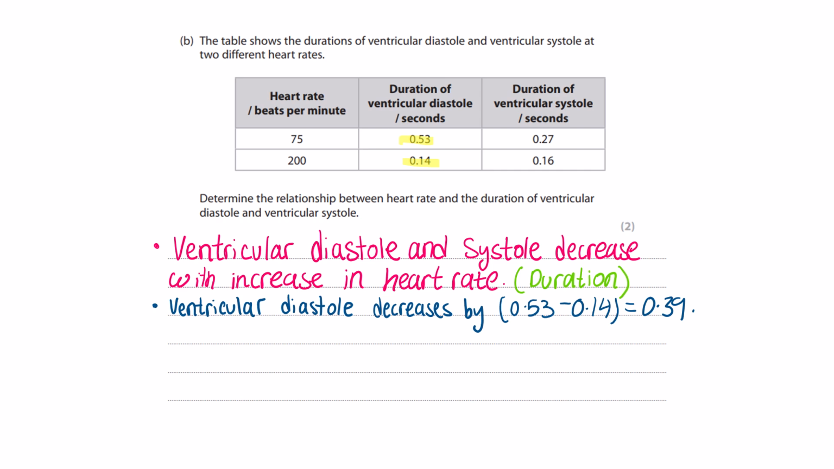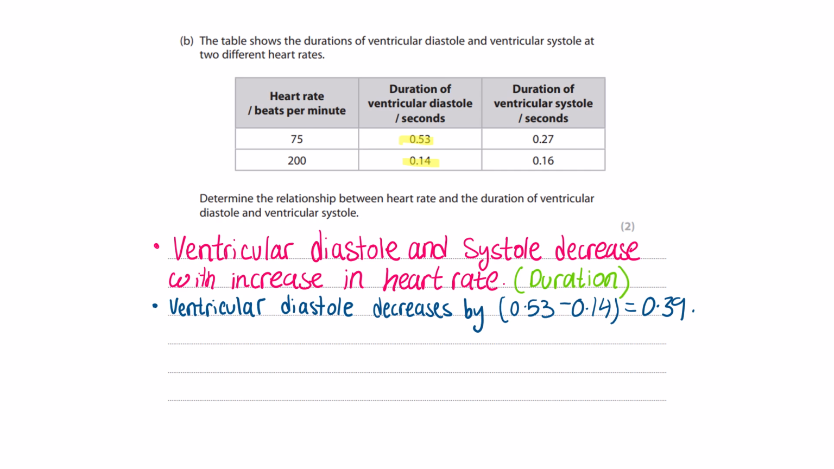We have the duration of ventricle diastole per second and duration of ventricle systole. So here we're talking about the duration of the valves being closed or the duration of the valves being open, not the rate of how fast they open and close. No, the rate they stay closed or the rate they stay open. So determine the relationship between the heart rate and the duration of ventricular diastole and ventricular systole.